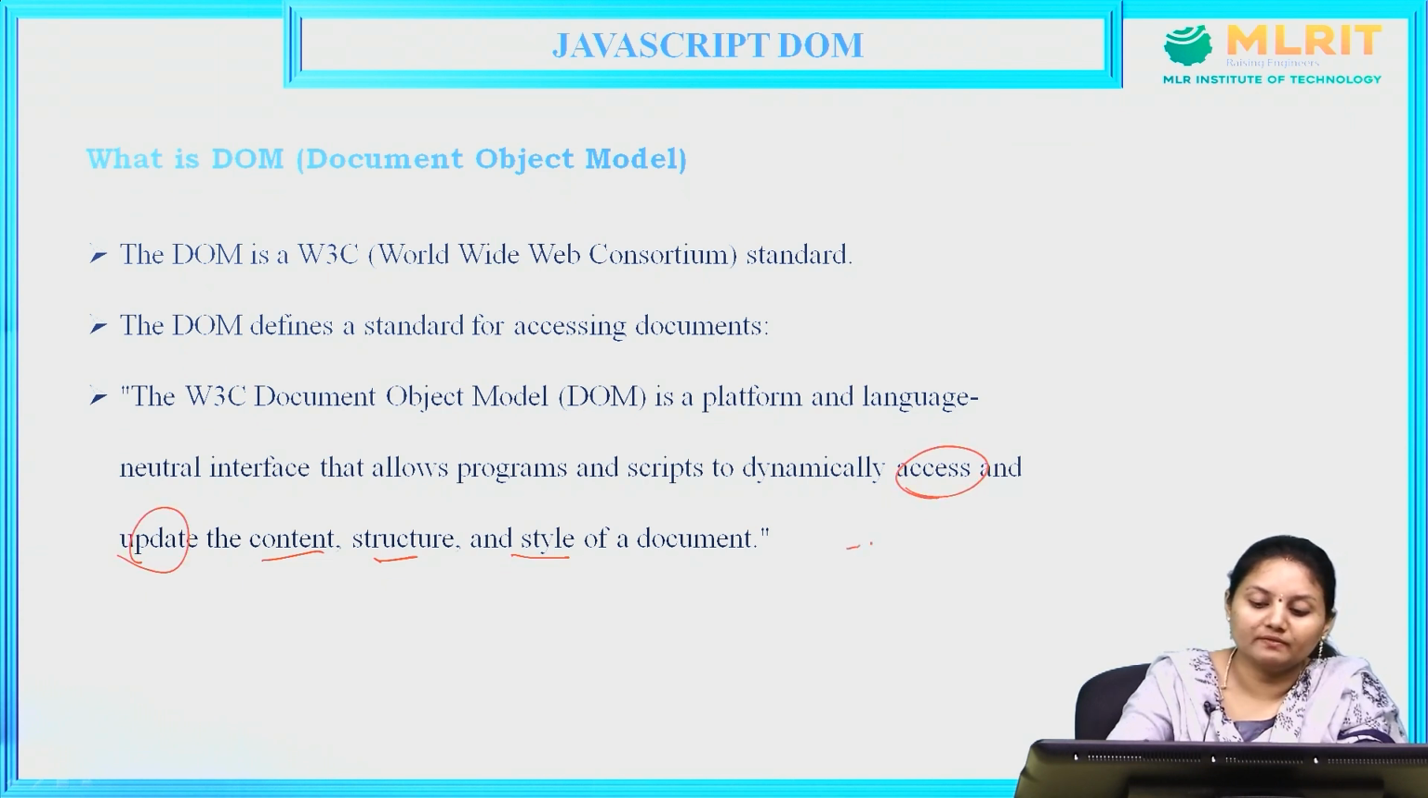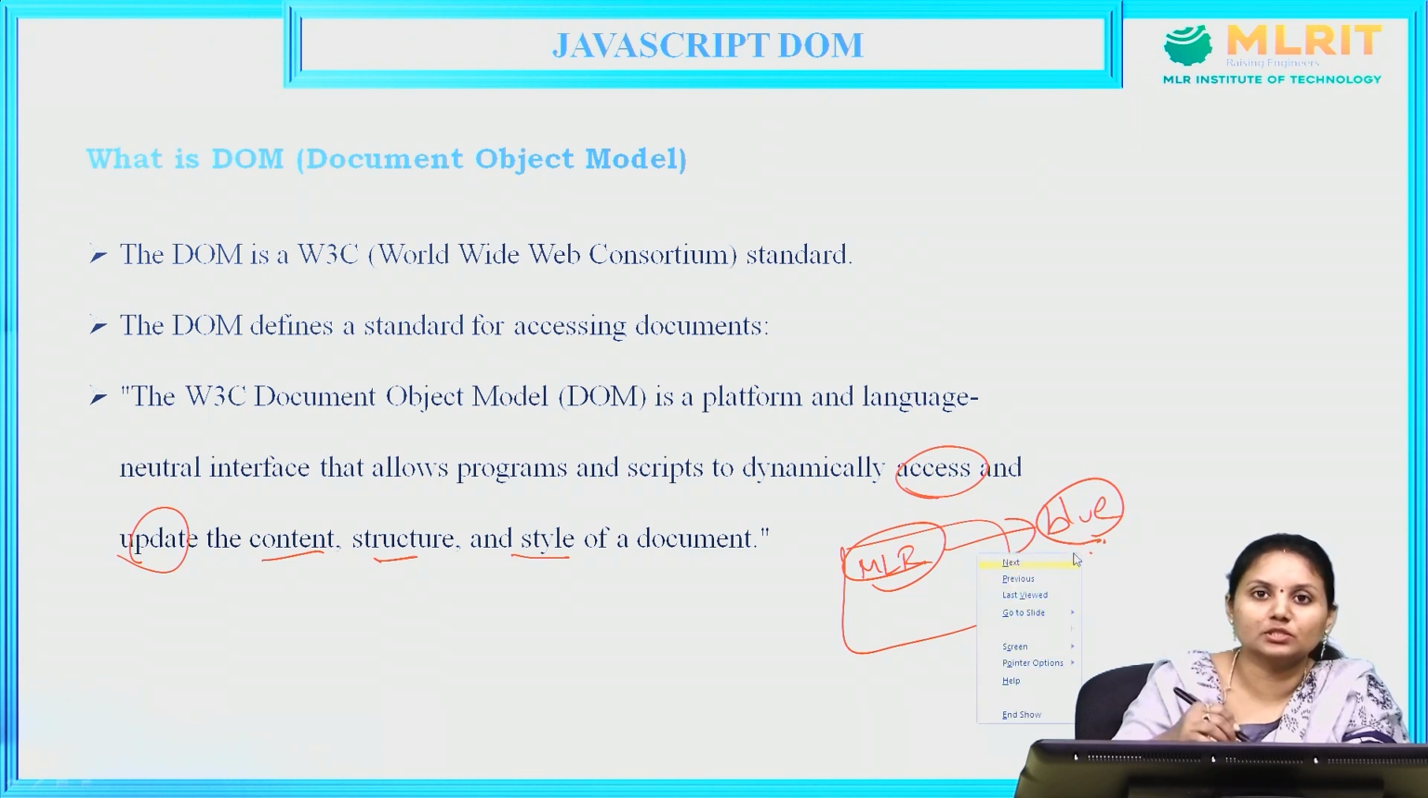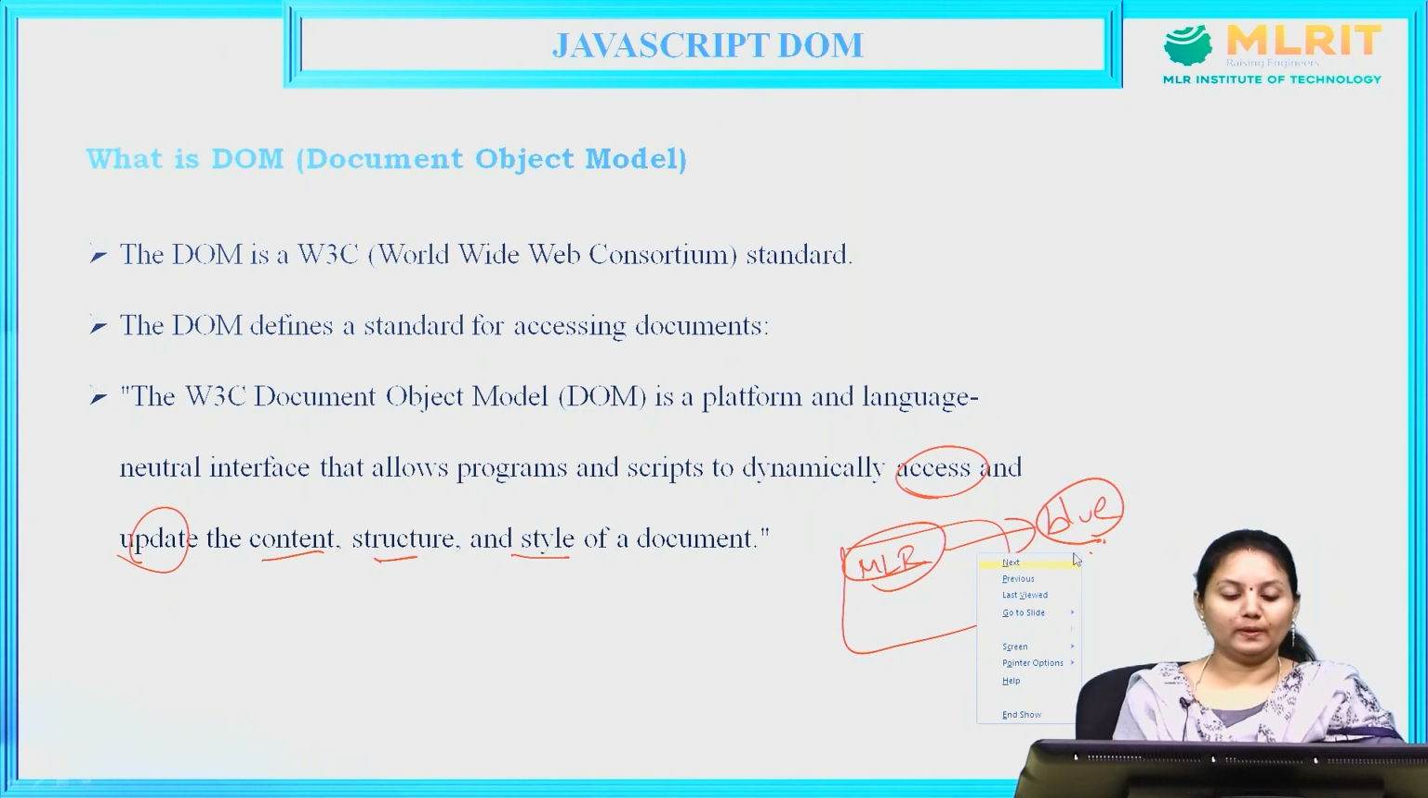Suppose I have something like MLR in red color. Now I just want to change the font color to blue. So what should I do? I should access the styling. The style of a document has to be changed by using this document object model. So that can be done using this DOM.